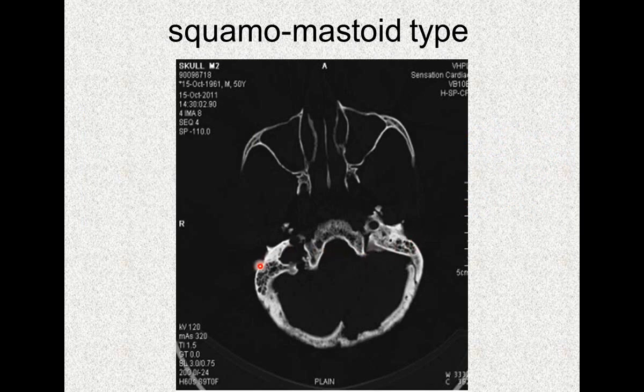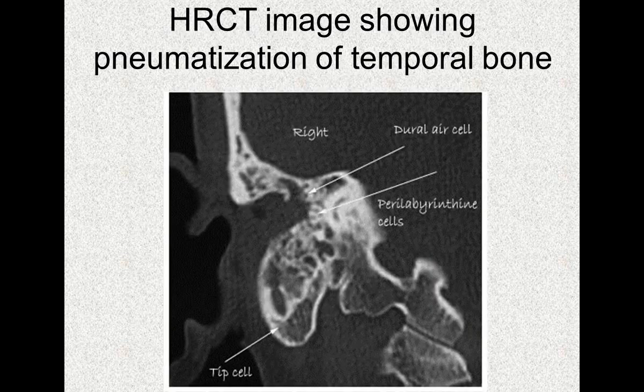This is squamo-mastoid type anatomy, a non-pneumatized part of the petrous bone. High resolution image showing pneumatization of the temporal bone, with the tip of pneumatized cells normally.